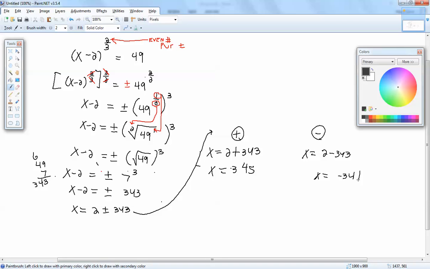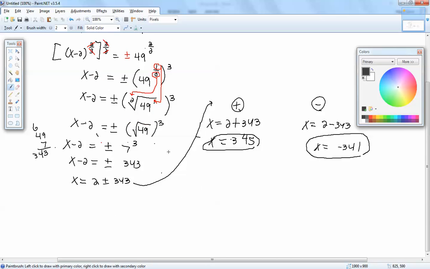Okay, now we want to check our answers. Whenever you raise both sides to a power, you have to check your answers. If I put 345 up here, 345 minus 2 is 343. Cube root of 343 is 7. 7 squared is 49, so that checks. So that's our first answer. If I put in negative 341, negative 341 minus 2 is negative 343. Cube root of that is negative 7, and negative 7 squared does give us 49. So both of those check, so those would be our answers.